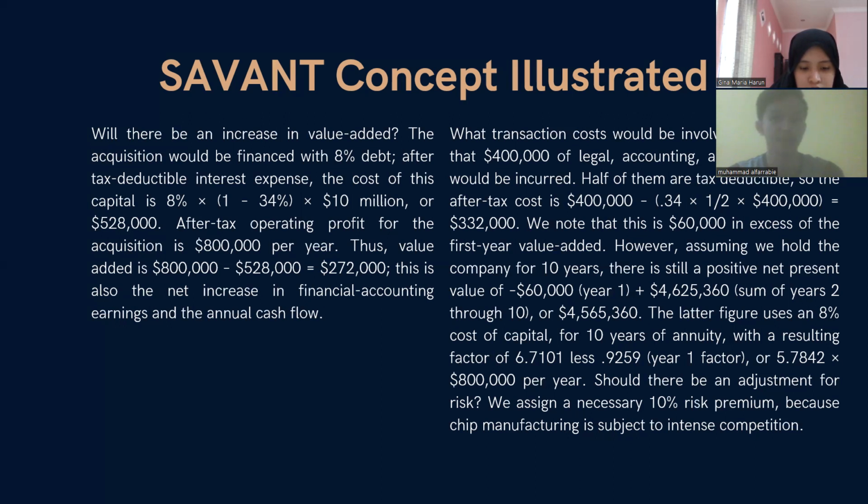multiplied by $800,000 per year. Well, should there be an adjustment for the risk? We assign a necessary 10% risk premium because chip manufacturing is subject to intense competition.